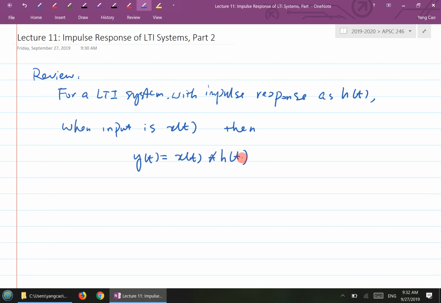Okay, just a quick review on the impulse response of an LTI system, linear time invariant system. We have introduced a very important theorem at the end of the last lecture. First of all, we introduced the concept of impulse response. An impulse response is basically the response when the input is an impulse. Okay? So this is what impulse response is.